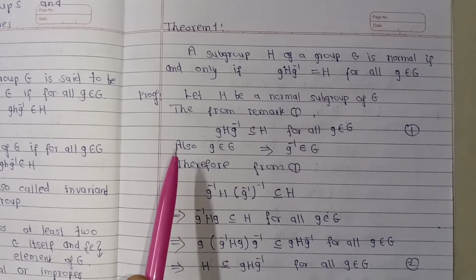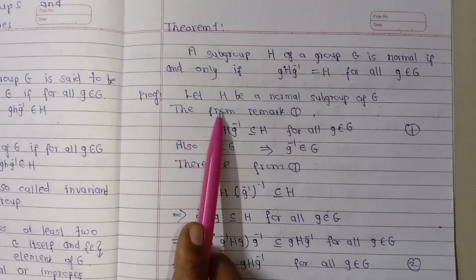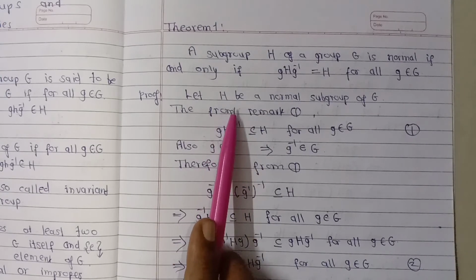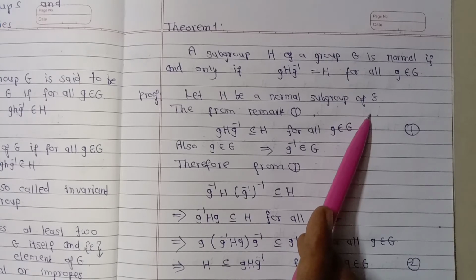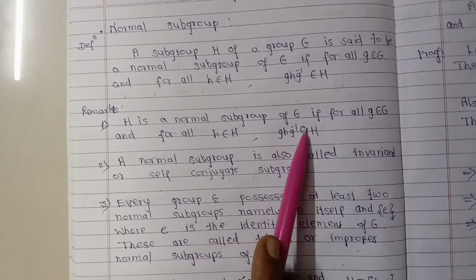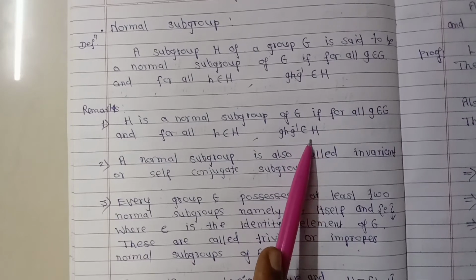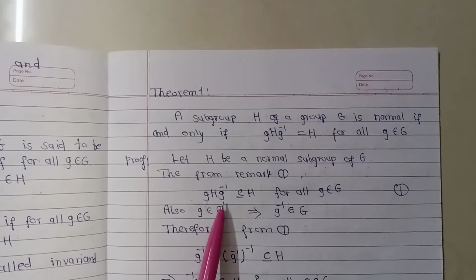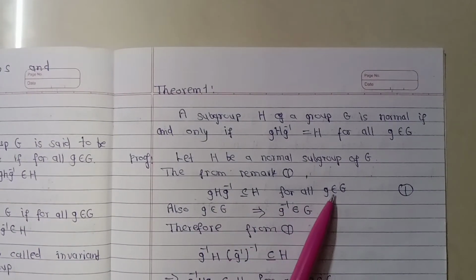Let us consider the proof of this theorem. Here we assume that H is a normal subgroup of G. Then from the first remark, if H is a normal subgroup of G, then g h g inverse belongs to H, where H is a subgroup of G. So that g H g inverse is contained in H for all g belongs to G.